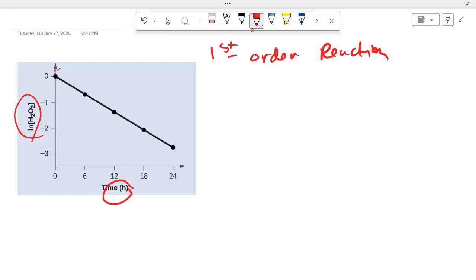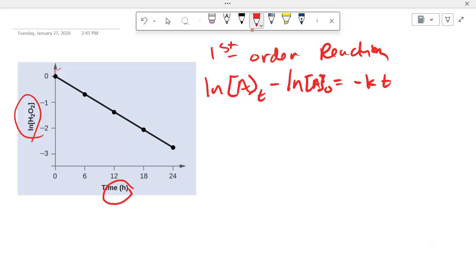If you remember right, we have our equation that aligns with this graph. And this equation is written on the back of our equation sheet like this: natural log of the concentration of A at time t minus the natural log of the concentration of A at time 0 is equal to negative kt. So there's our k right there.